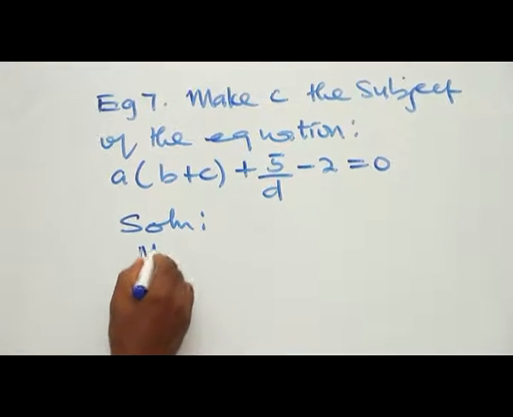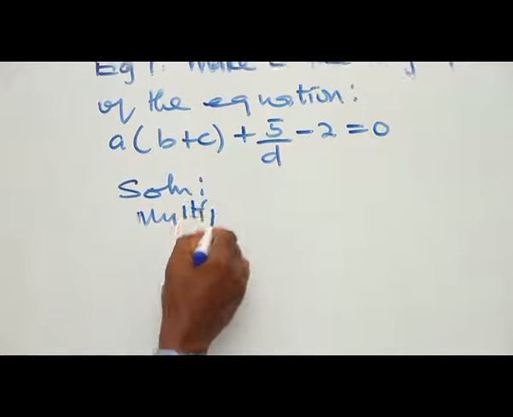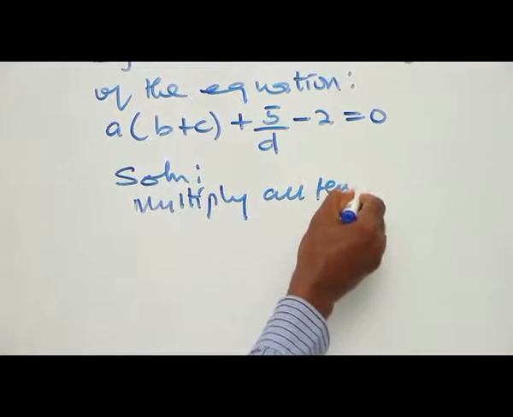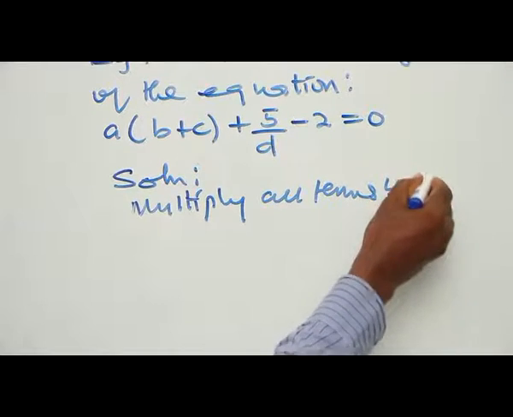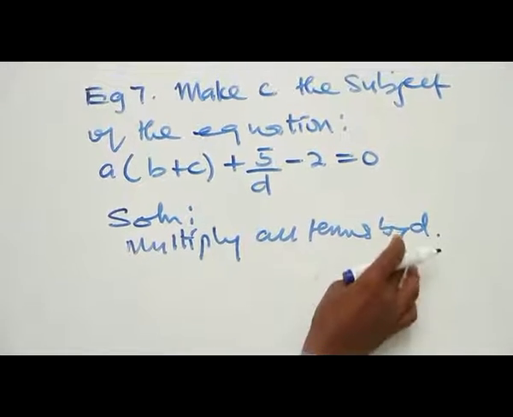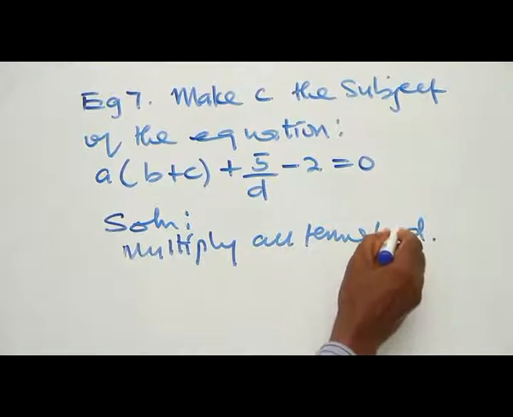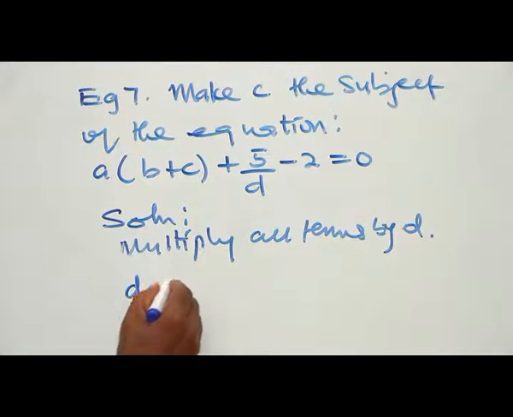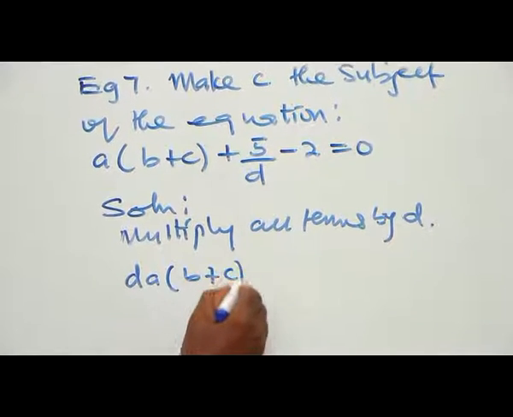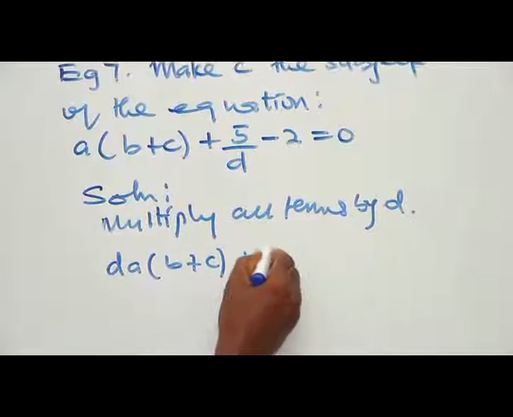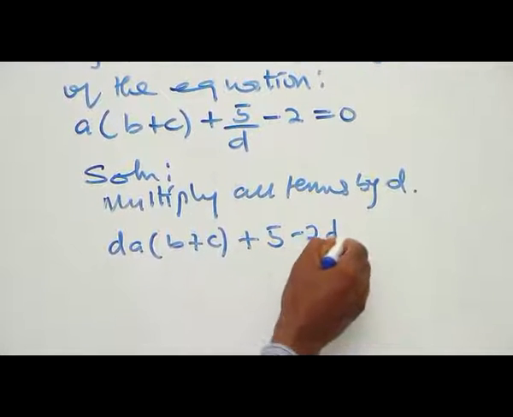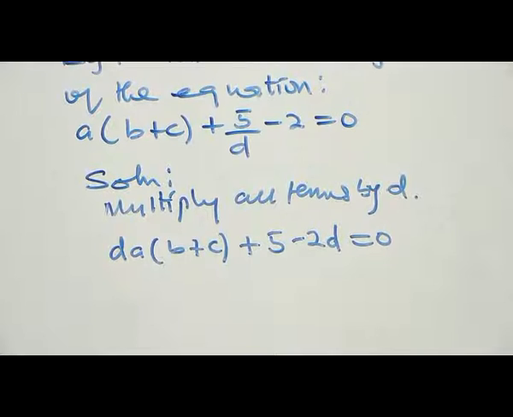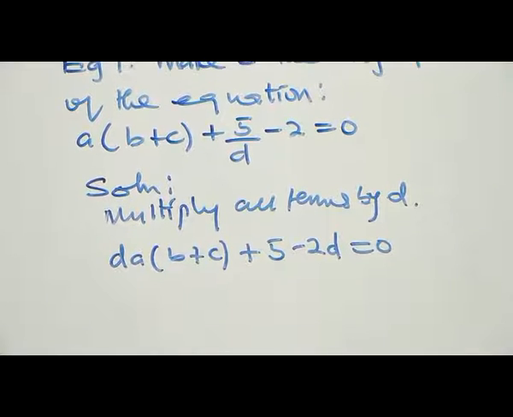So now we multiply all terms by D, the denominator. If we do that, we have D times A into B plus C plus 5, minus 2 times D, is equal to 0. We have now cleared the fraction. That's exactly what we have done.